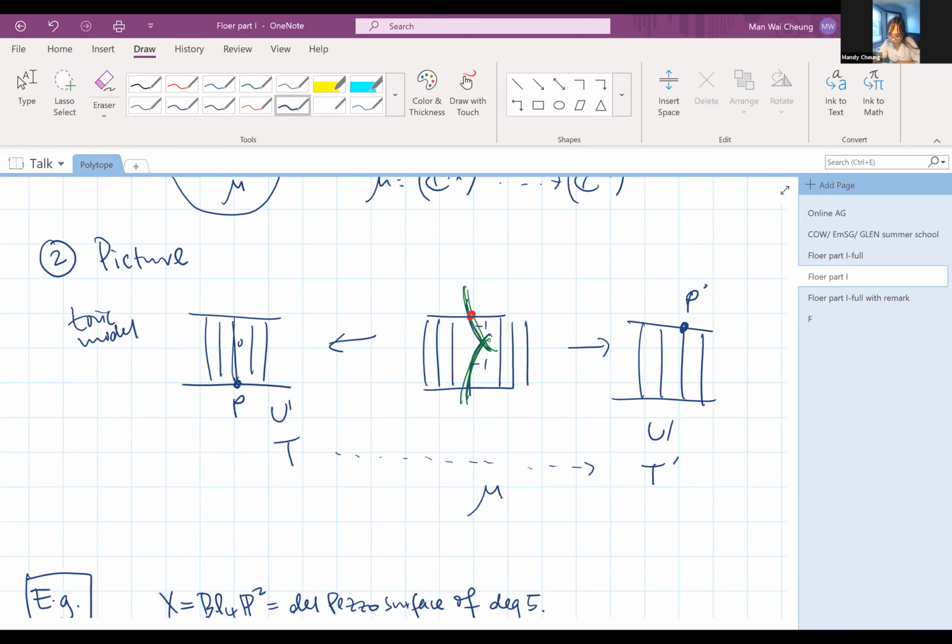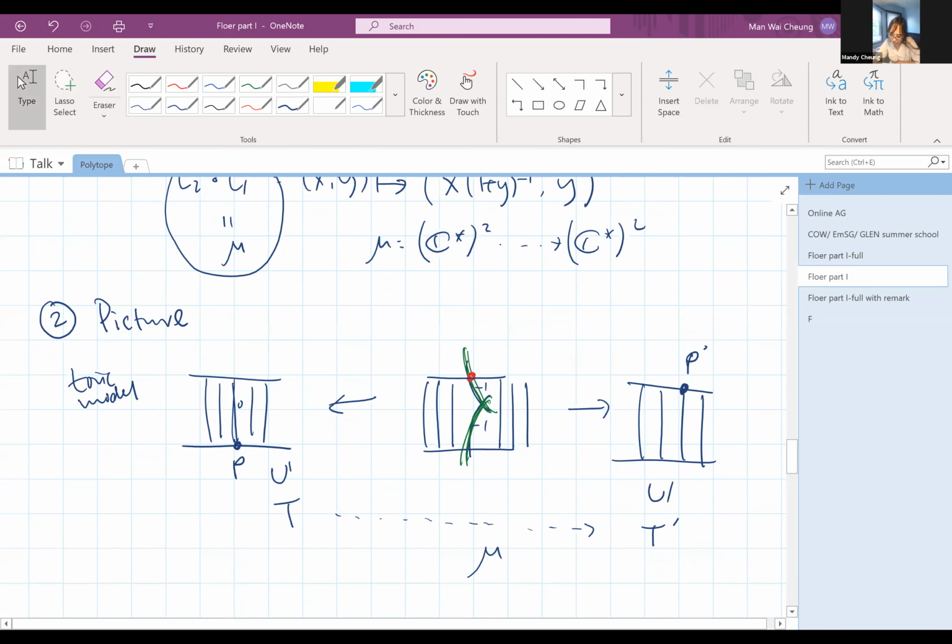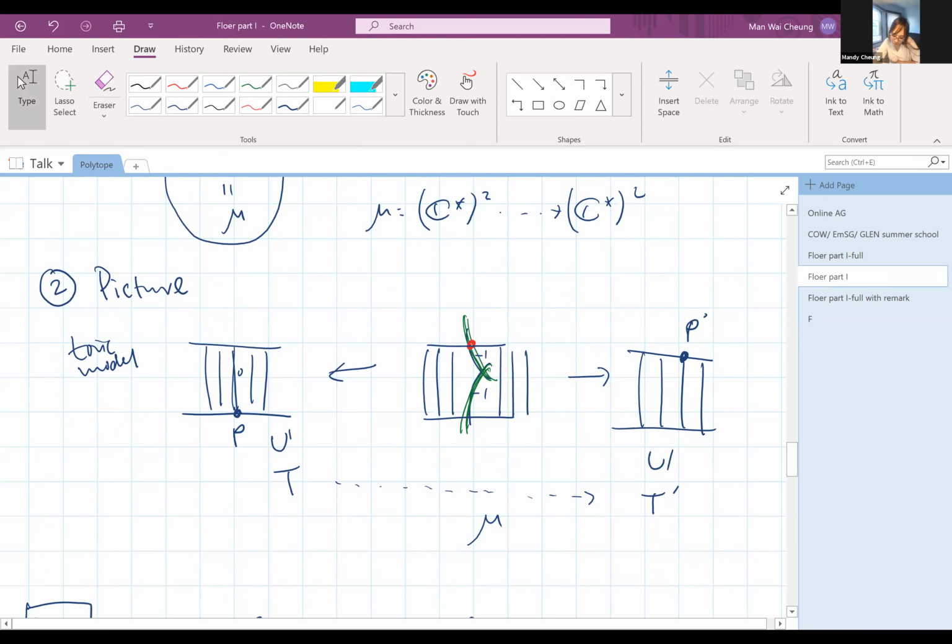And here one thing to note is if you really try to do the algebraic computation, you can see the union of this T and T prime is actually missing this point W here. It covers everything, just not this point W.